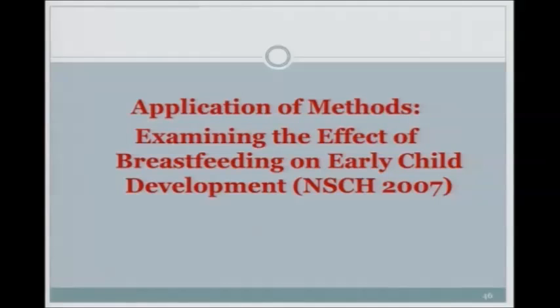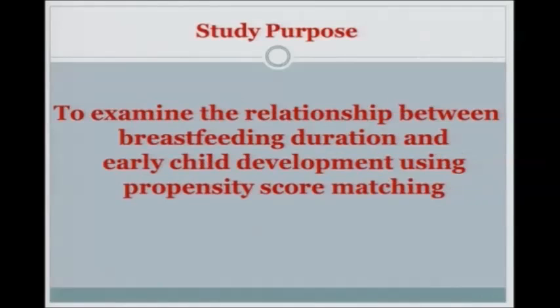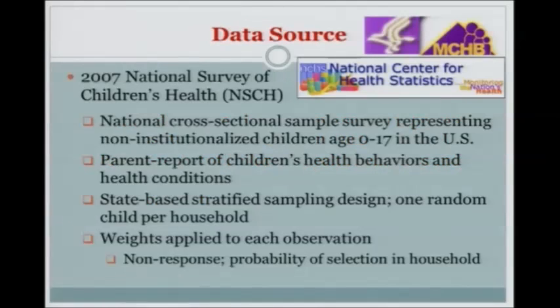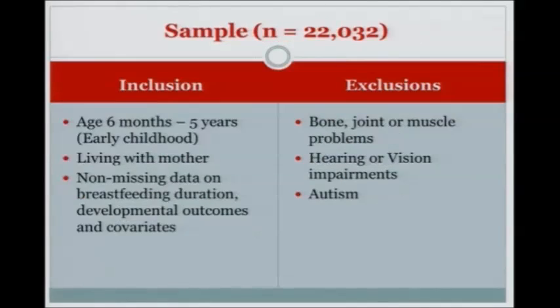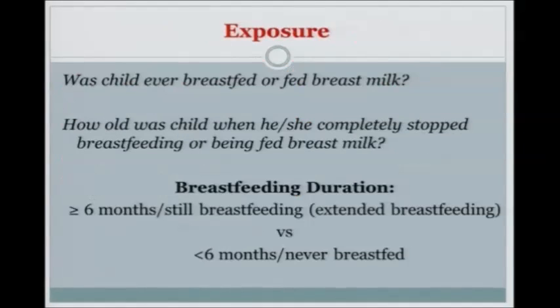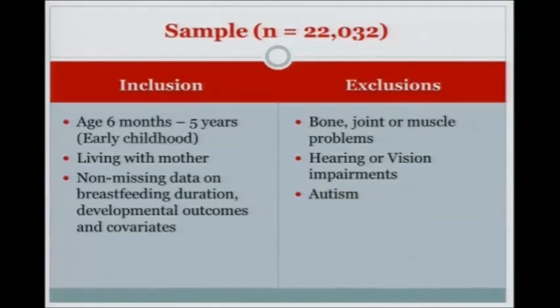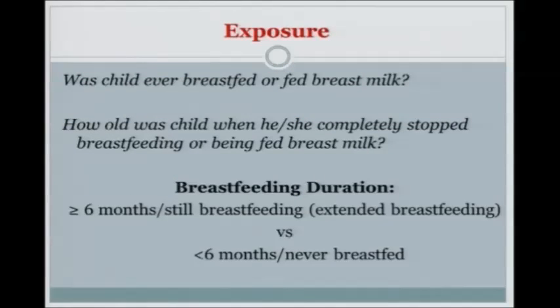But I want to just point out a few things about the methods here through this example that are a little bit different than Sarah's. So I used the National Survey of Children's Health, the 2007. My inclusion-exclusion criteria: we only have breastfeeding data on NSCH for 0 to 5-year-olds. So I'm only looking at 0 to 5-year-olds. And I had some other exclusion and inclusion criteria based on the outcome of child development.